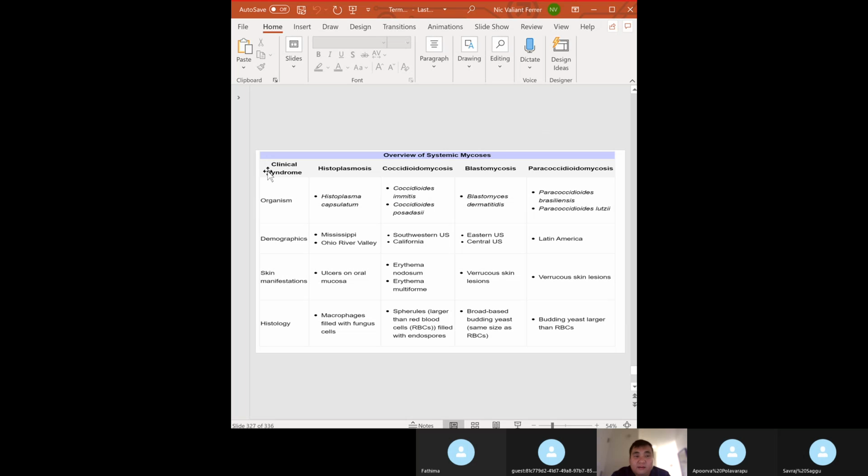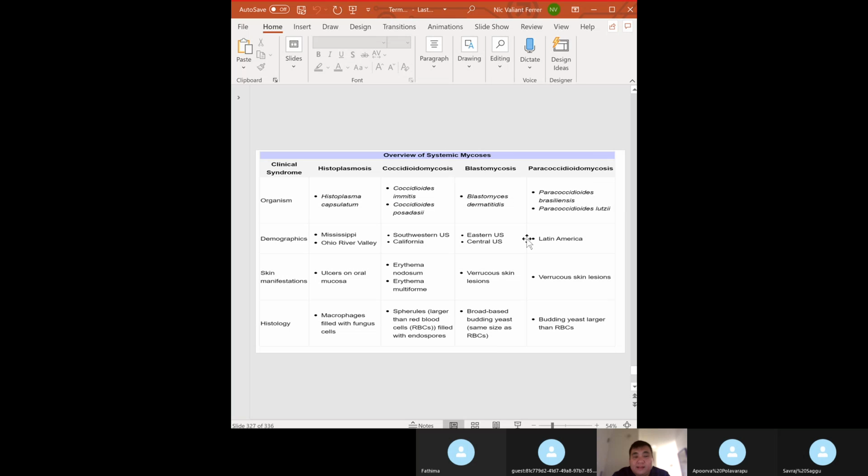Put a star here. Overview of your systemic mycoses. Histoplasma, commonly in the Ohio River Valley, ulcers on the mouth, histology: macrophages filled with fungal cells. What can we give? Antifungals. You can also give amphotericin B. Coccidioides, commonly in the southwestern US, erythema nodosum and erythema multiforme. You have spherules, larger than red blood cells, filled with endospores. Blastomycosis, Eastern US, verrucous skin lesions, broad-based budding yeast.